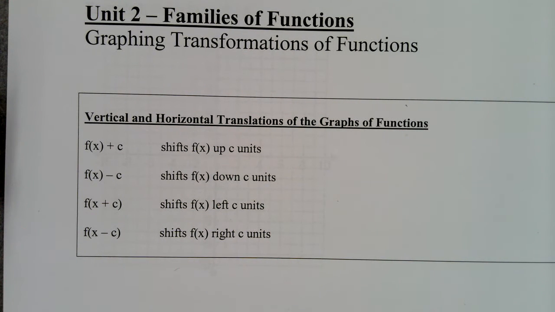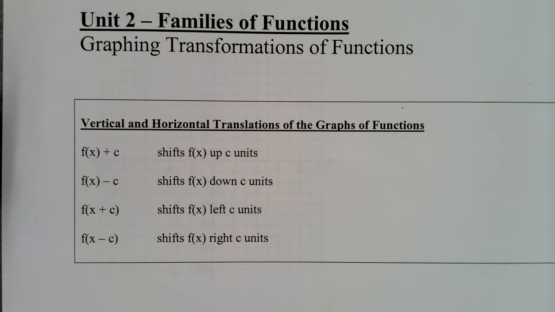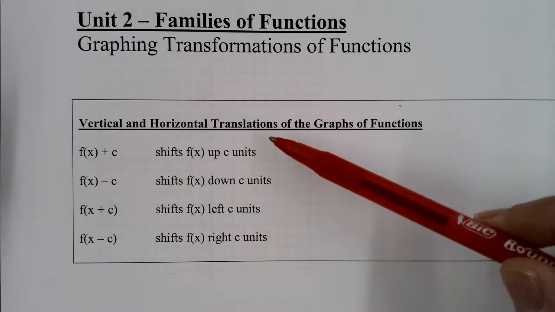Okay, so this is the final lesson in Unit 2. It is called Graphing Transformations of Functions. So what we're going to do is take our parent functions from the last lesson and transform them around. We're going to start with the vertical and horizontal translations.